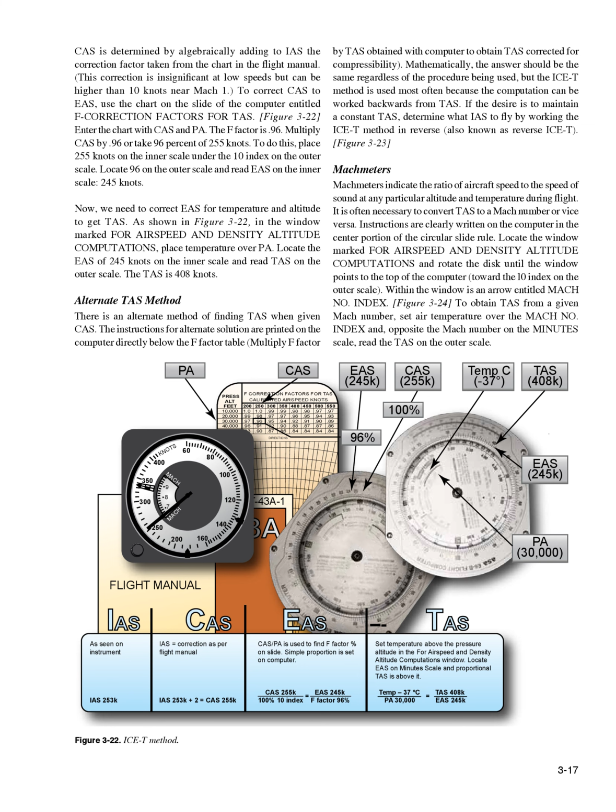As shown in Figure 322, in the window marked for airspeed and density altitude computations, place temperature over PA. Locate the EAS of 245 knots on the inner scale and read TAS on the outer scale. The TAS is 408 knots.